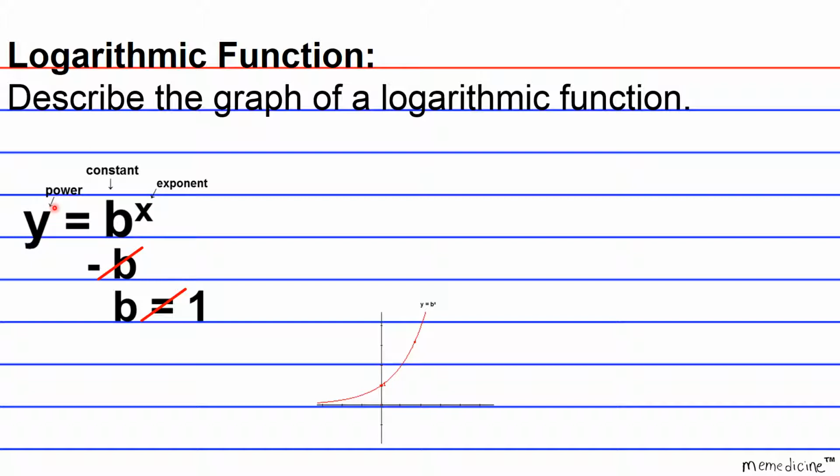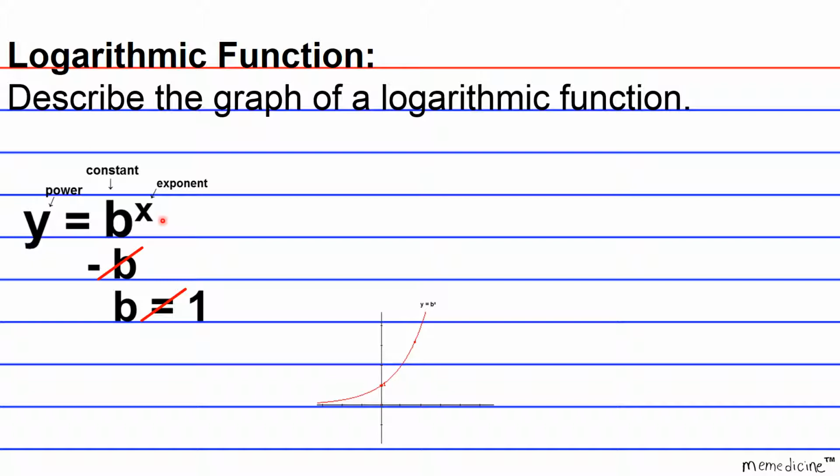Often the terms power and exponent are exchanged, but power is actually a misnomer for exponent. The power is the result. Let's say the exponent were 2. The result, or y, would be the second power of the base b. So that's how we express that.